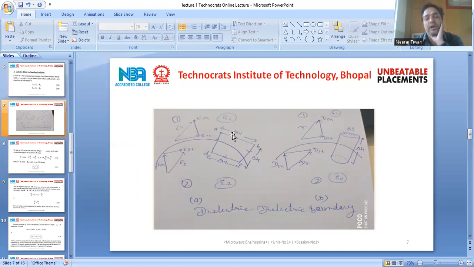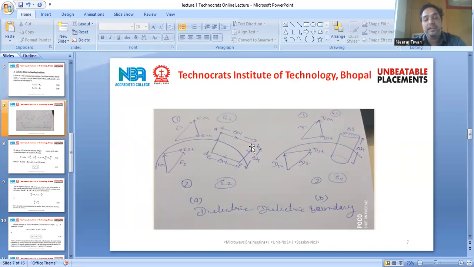While we are moving from A to B, the length is del W. So del W is multiplied by E1T. So what would be E1T into del W? Now we are moving from B to C. So the field is going upward and we are moving downward. So what will happen? A minus sign will come here. So E1N into how much height?